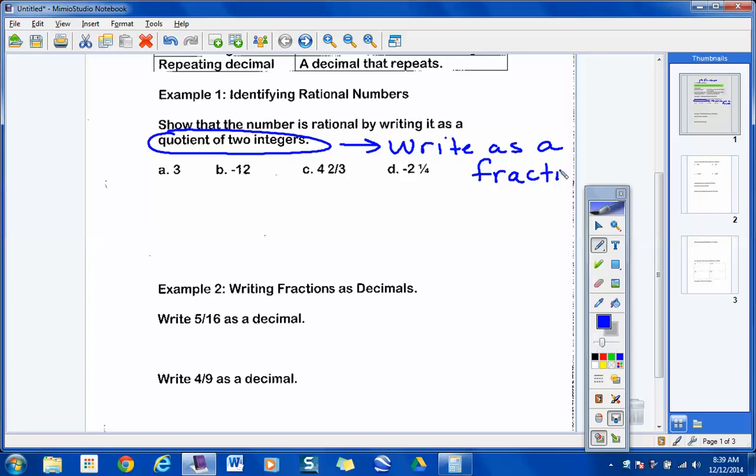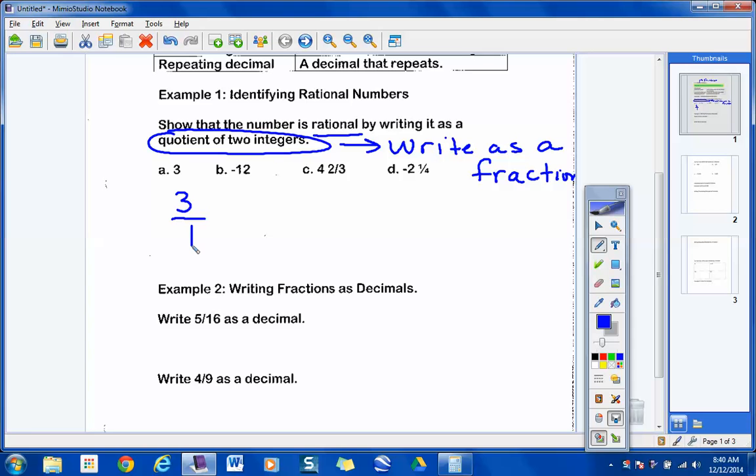First things first. The directions say show that the number is rational by writing it as a fraction. That means that these numbers up there that I've already given you are already rational. The first number I've given you is 3. Okay? How could you rewrite 3 in fraction form? 3 over 1. Yeah, dividing by 1. Isn't 3 divided by 1 the same as 3? So 3 is rational simply because I can write 3 as a fraction in the form 3 divided by 1. How about negative 12?